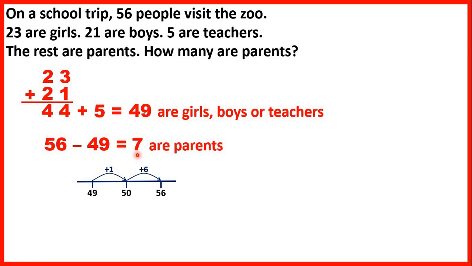So that means that 7 of the people on the trip are parents, because 49 plus 7 gives a total of 56. And we know that the total number of girls, boys and teachers is 49.